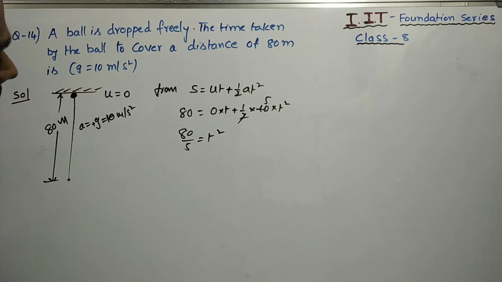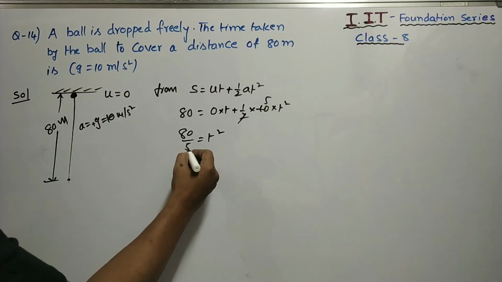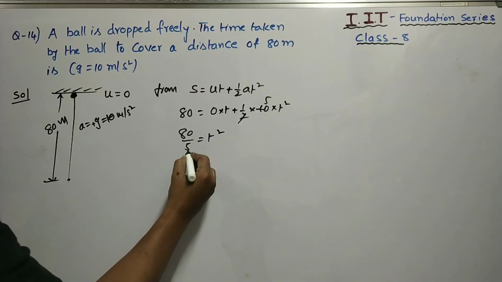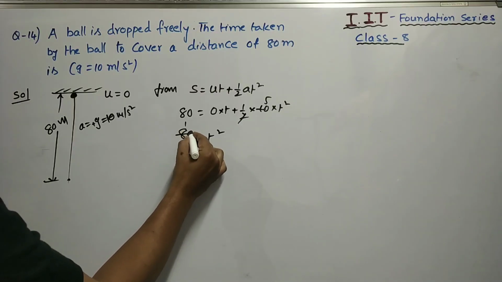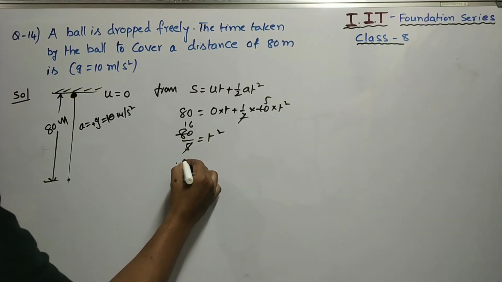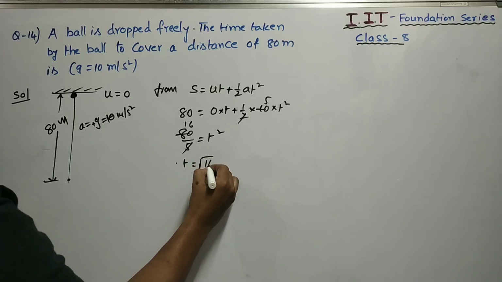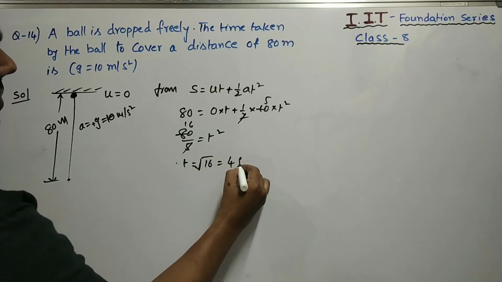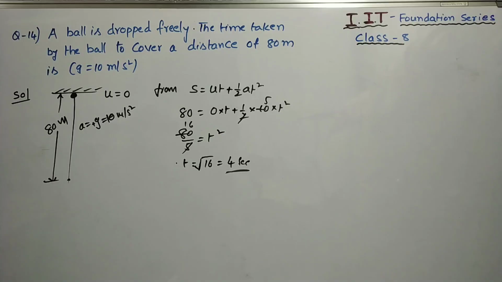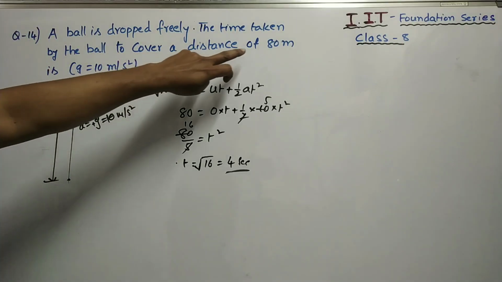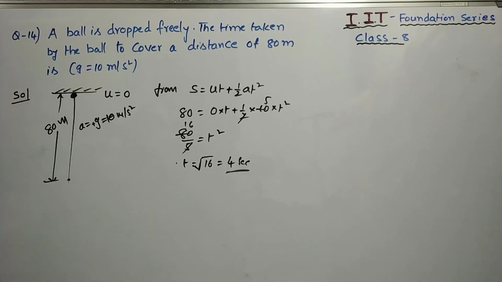That means 80 by 5, so what is the value? That implies 16. That implies t is equal to root 16, which is equal to 4 seconds. So that means in 4 seconds the body covers 80 meters from its free motion. Okay, right.